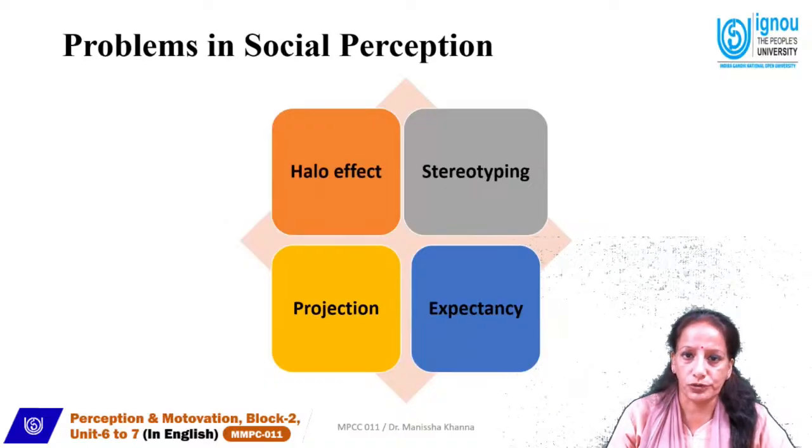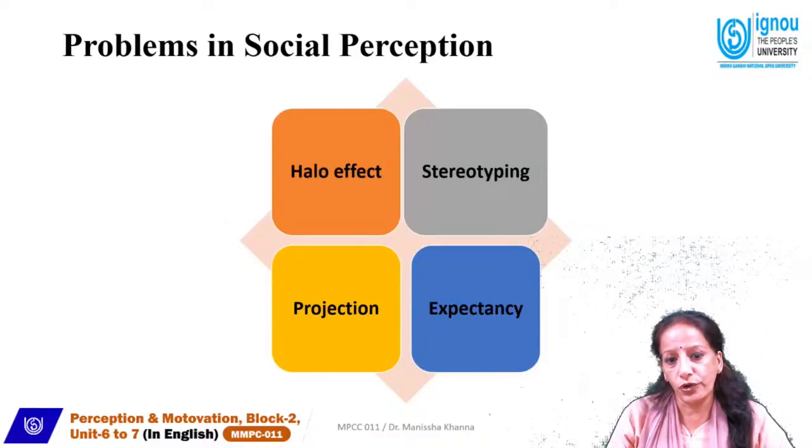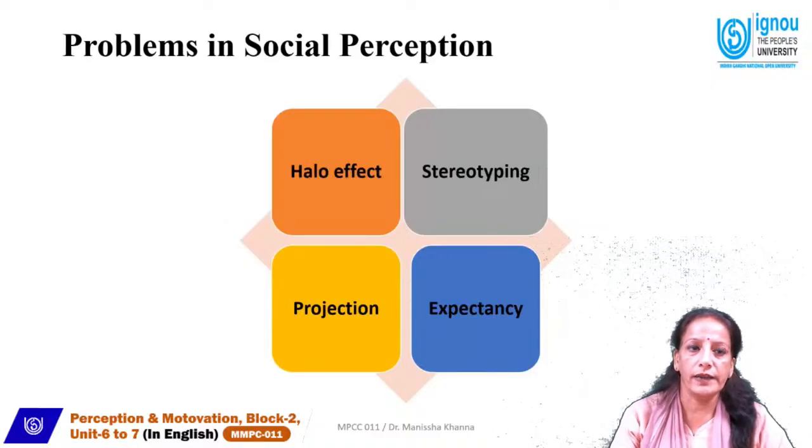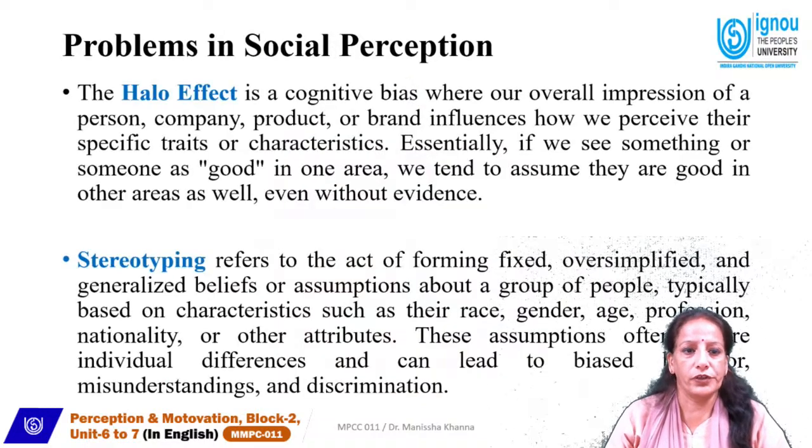Since it is perception, there are also some problems that happen in social perception. It can be halo effect, it can be stereotyping, it can be projection and expectancy. Let's see what the halo effect is first.